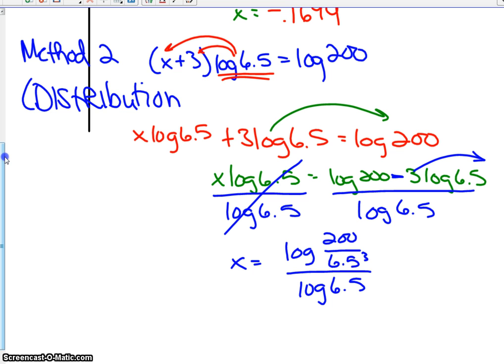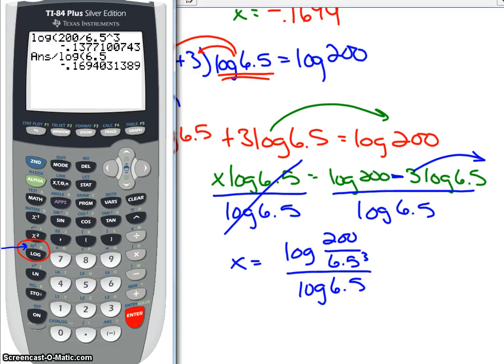Okay. And so now I'm going to type it into my calculator. All right, so there's my work. Got the same answer. And what I'm going to have to do is do another video to do the next example.